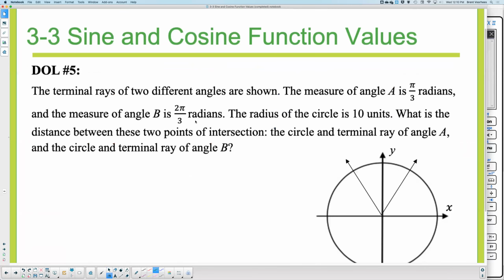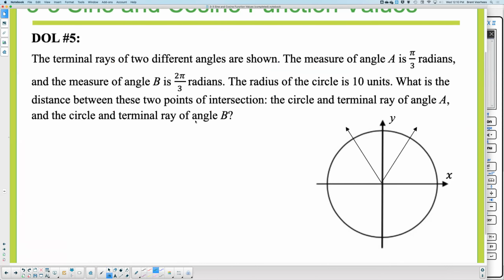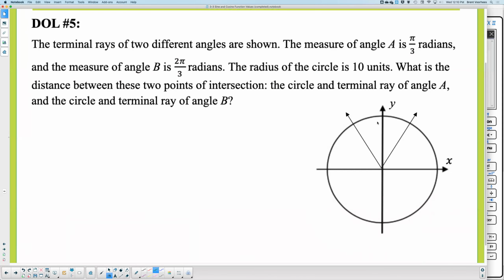Now that brings us to DOL number 5. I'll give you a moment to work on this. And remember that every angle starts at the same initial angle, so both A and B. If this is angle A, we'll start at the positive x-axis. That's what we call standard position. They both start there. But that's A, and then B would be this angle here.